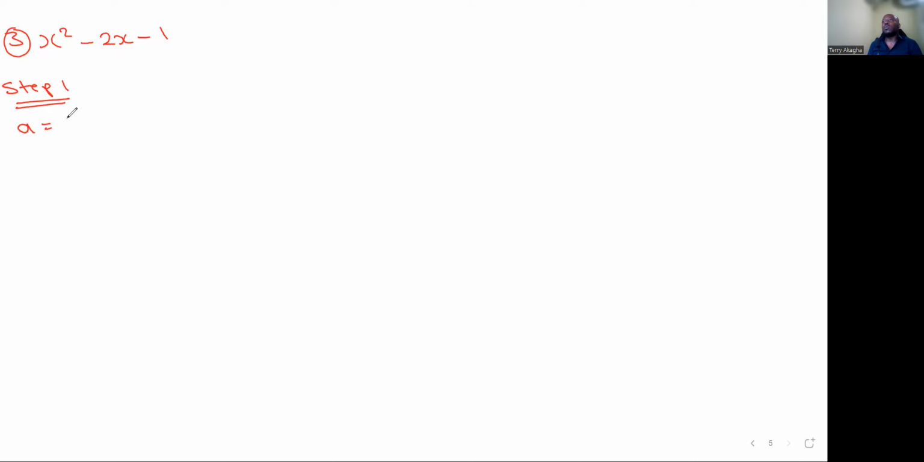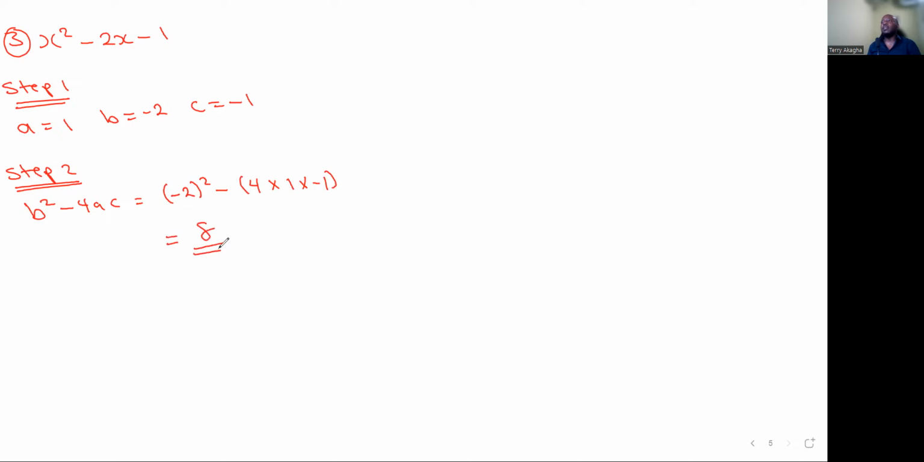A is equal to 1, B is equal to -2, and C is equal to -1, all right? Step 2, we put it in the formula, which is b squared minus 4ac, and that will give us -2 squared minus 4 times 1 times -1. And this will give us what? 8. Are you seeing it?